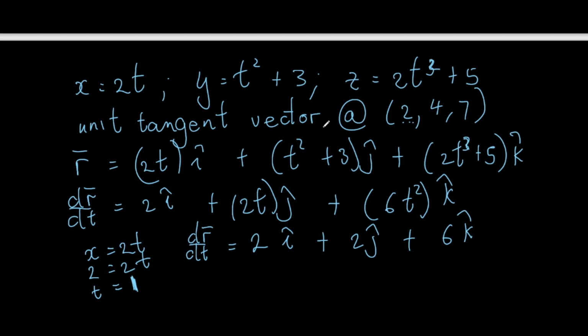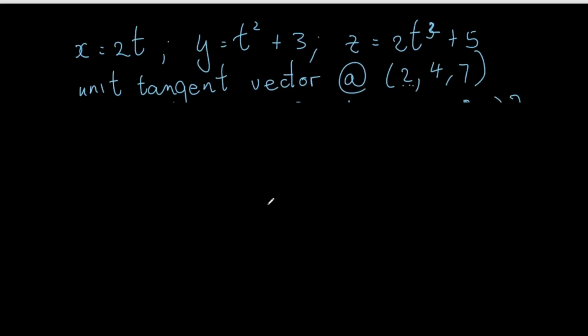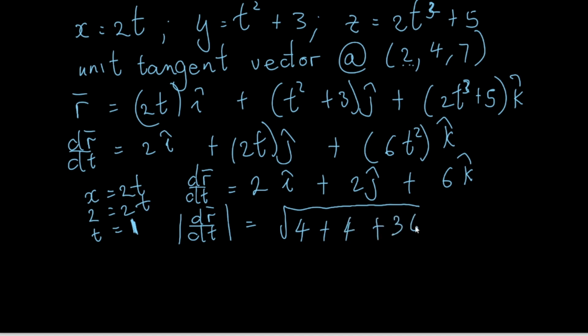So in order for us to find the unit tangent vector, all we need to do is take our tangent vector in the numerator and divide it by its magnitude. So the magnitude of dr/dt is just equal to the square root of 2 squared, which is 4, plus 2 squared, 4, plus 6 squared, which is 36. So 36 plus 4 is 40, plus 4 is 44. So we have the square root of 44.